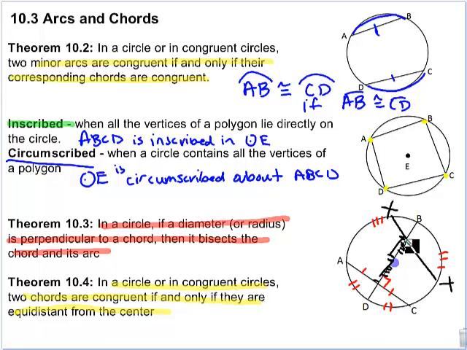So for a summary of these theorems, if two chords are congruent, their arcs are also congruent. If the radius or diameter is perpendicular, then it bisects the chord or the arcs. And if you have two chords that are the same distance away from the center, the chords are equal to each other.